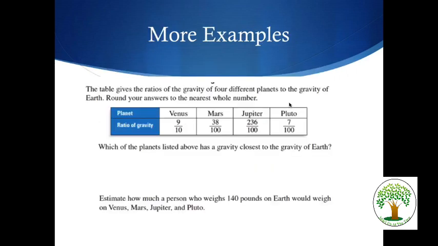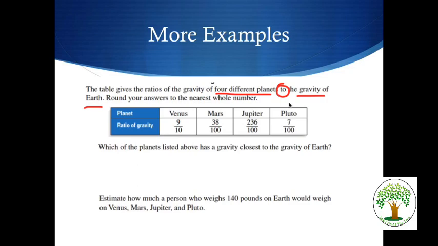We're going to do one of your homework problems together. This is the last one on 7.2, your last page of 7.2. These are ratios of the gravity of different planets. It says the table gives the ratio of gravity of 4 different planets to the gravity of the Earth. Round the answers to the nearest whole number. I'm going to come up here to the top before we get anywhere. I want you to look at this: 4 different planets to the gravity of the Earth. Are you with me so far?